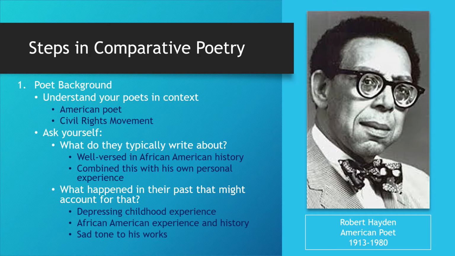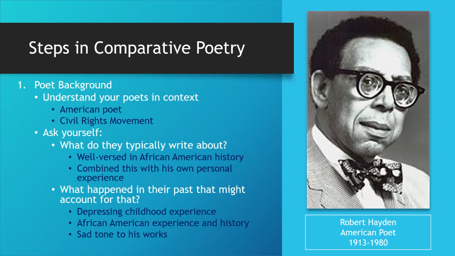So these things in particular are going to appear in a good portion of his poetry. But then I also need to understand, what does he typically write about? One of the main things that he writes about is African American history. He was well versed in this, and he actually does something very interesting with his poetry. He takes what he understands about African American history as a whole, and he also combines it with his own personal experience. And speaking of which, I also need to think to myself, what happened in their past that might account for how they choose to write and what they choose to write about?